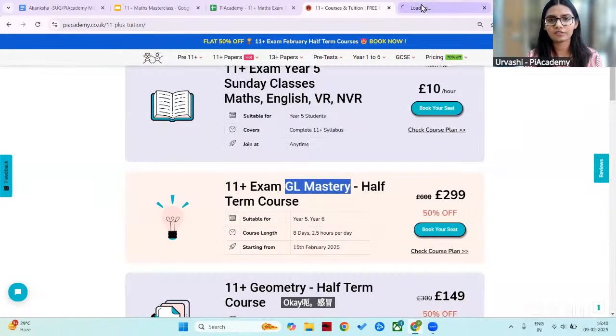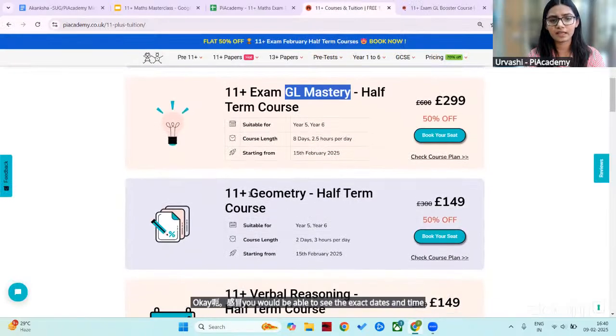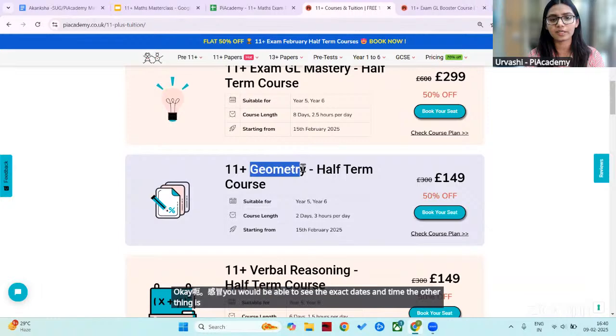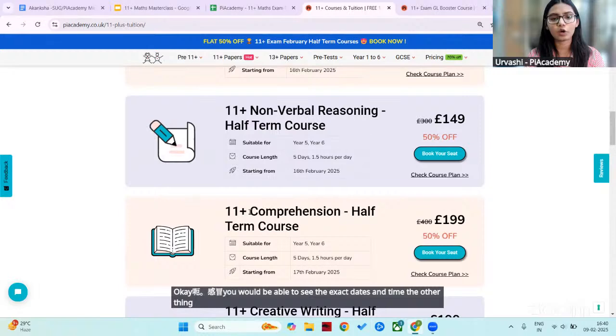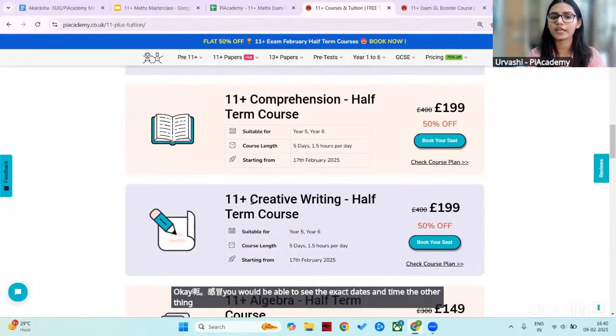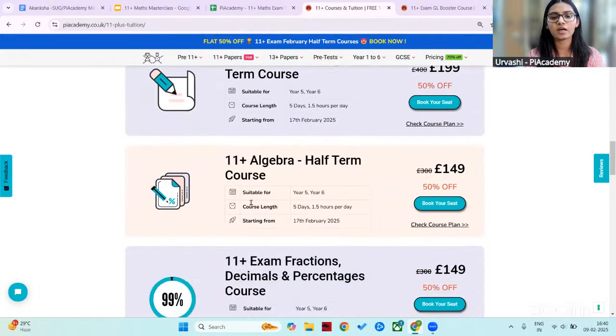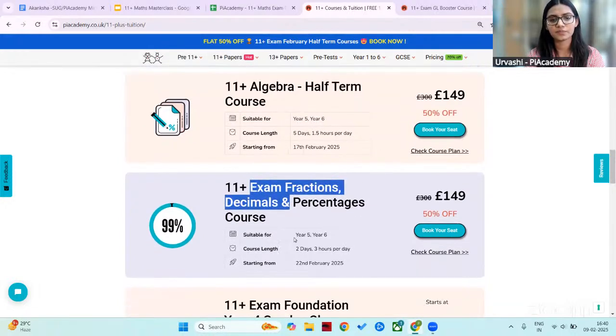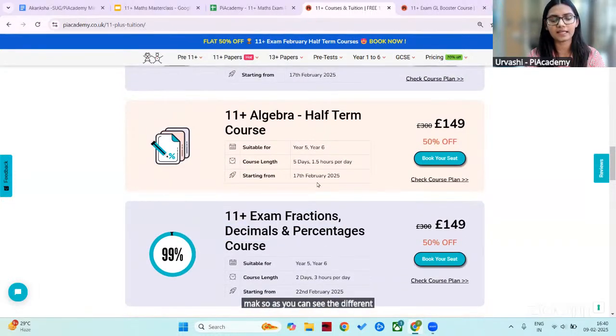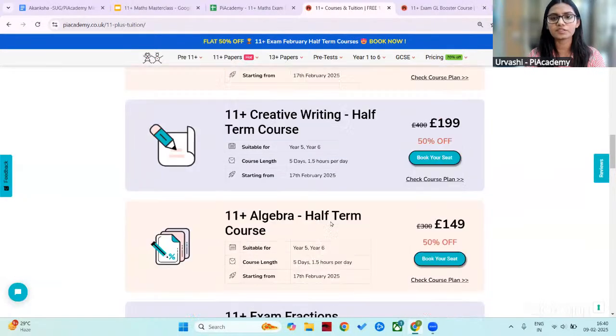So basically, VR. If you go to the course plan, you would be able to see the exact dates and timings of the courses. We are also providing 11 plus geometry courses, a verbal reasoning half term course, non-verbal reasoning, comprehension again, which is very popular, creative writing, algebra, and also the exam fractions, decimals and percentages course. As you can see, the different courses have different start and ending times, and some of the courses do have the mock test.